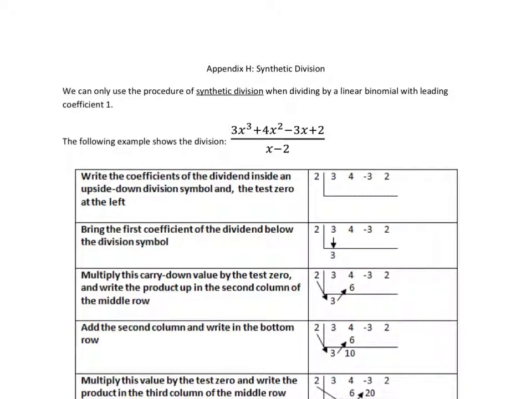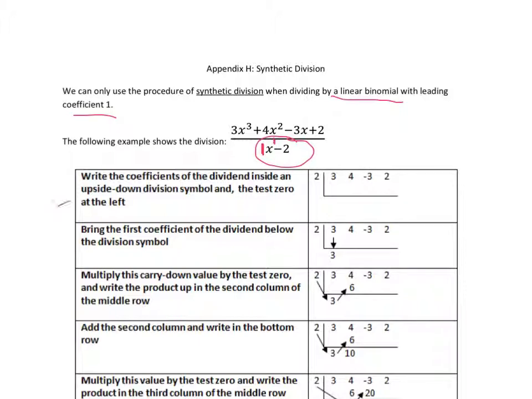Now, synthetic division is kind of a shortcut for polynomial long division, but it only works in very specific instances. Notice here we say we can only use the procedure of synthetic division when dividing a linear binomial with leading coefficient 1. So what that means is this division right here, linear binomial with leading coefficient 1 means there needs to be a 1 right here, which there is, and there needs to be a 1 right here. So if we have a higher power of x, we can't do it, and if we have like a 2x, we can't do it, but here it works.